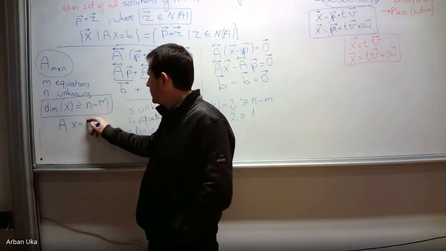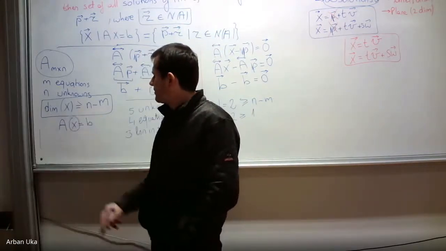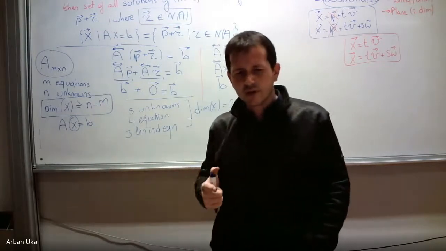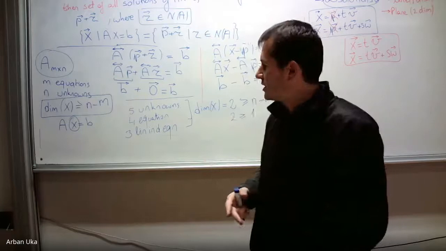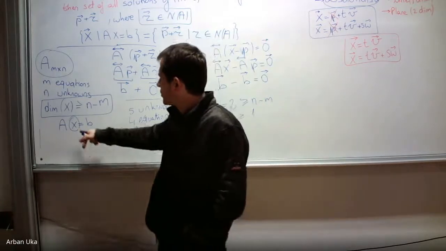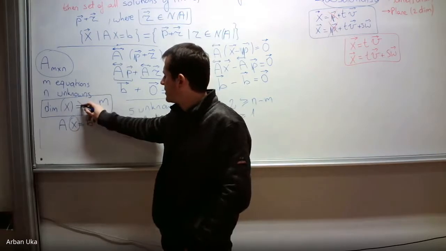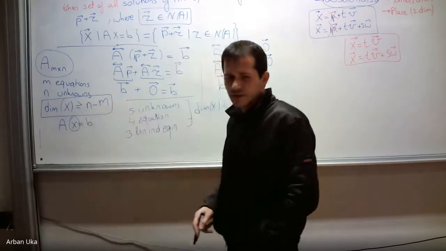So we get here Ax is equal to b. This can be a point, no dimension. It could be a line, one dimension. It could be a plane, two dimensions. It can be even more than that. So we call it the dimension of x. It's anything equal or larger than these relationships. Okay.